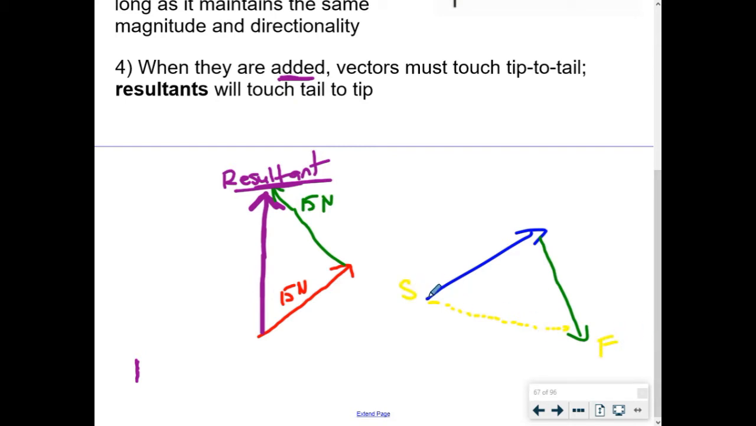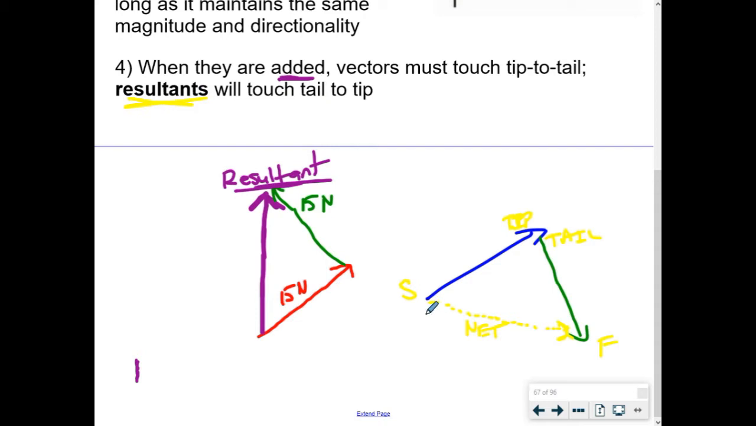But we can just say that, one at a time, blue first happened, and then green happened second, and then yellow is how it finished. And so we call this tip to tail, because the tip of this vector right here is meeting up with the tail of this vector here. And really the yellow is the net. We don't use the word net, we use the word resultant.